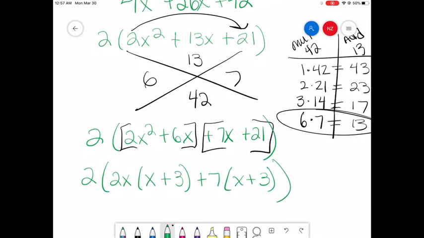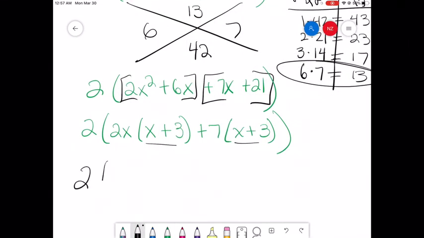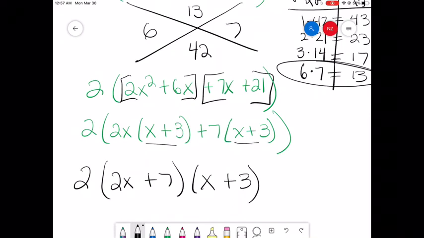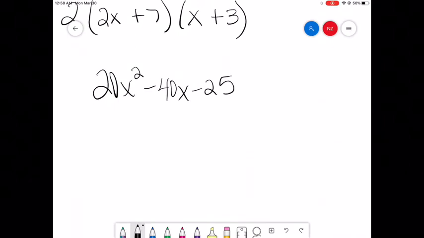Okay, look at that, these match, that's good. Still got that 2 in front, 2x plus 7, x plus 3. Wham and done. Okay, next question, number 2. We have 20x squared minus 40x minus 25. Oh boy, so common factor here.